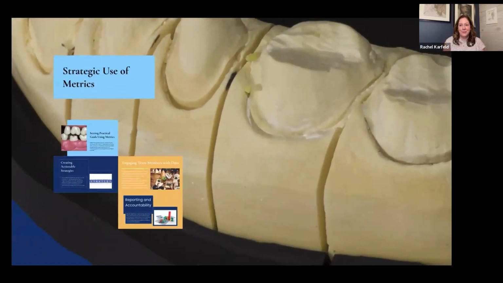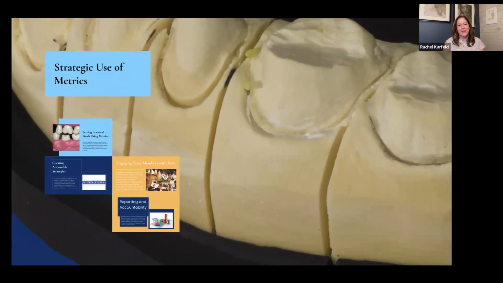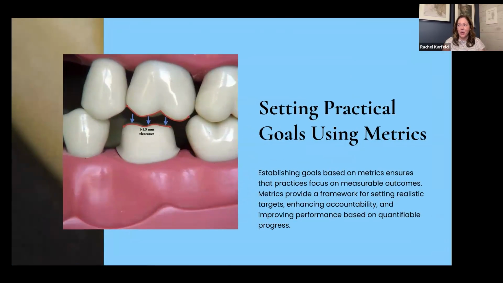All right. We're getting to the home stretch here. So now let's look at how do we strategically use metrics? I think I started talking a little bit about this already, but making sure that we have a framework to give us the targets that we need, enhance that accountability with every single team member, and improve performance based on that quantifiable progress.